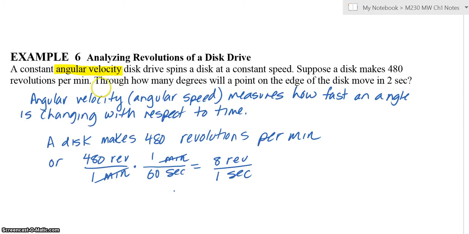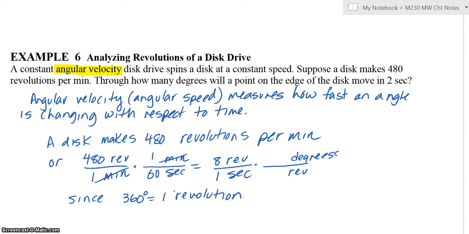Okay, but the question says through how many degrees. Since 360 degrees equals 1 revolution, we could change revolutions into degrees. So I'm going to put a revolution here and degrees up here. And what do we know? We know 360 degrees equals 1 revolution. So if I multiply this by 360, you get 2,880 degrees per second. The revolutions cancel, so we end up with degrees per second.